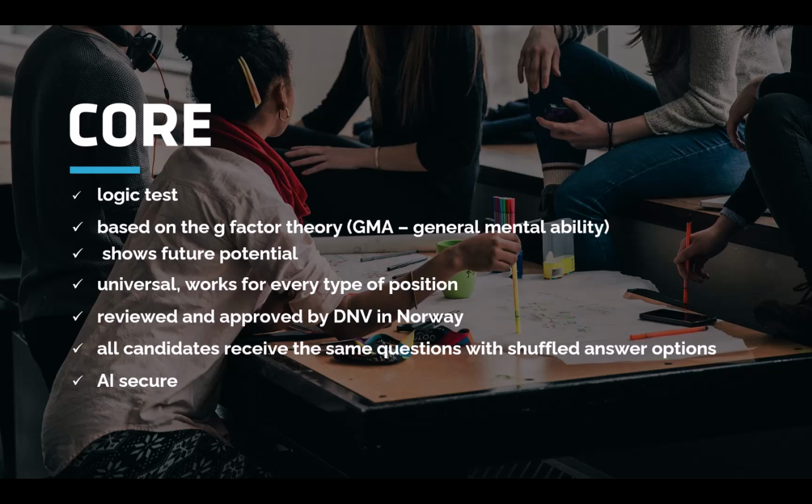All candidates receive the same questions, which is a difference from ACE as well, where the test adapts based on the candidate's answer. CORE starts with the easier questions and gradually becomes more difficult. If a candidate were to take the test multiple times, they would notice that the answer options are shuffled, which is intended to make cheating more difficult. Having a time limit is also another way to make cheating more challenging. So we can say that we have a fairly AI-resistant test.